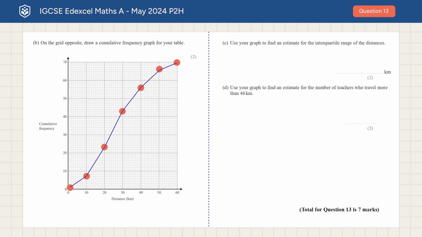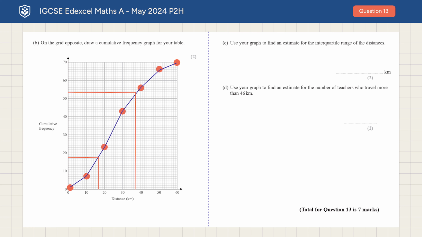On your graph, find 17.5 on the y-axis. Move horizontally to the curve, then vertically down to the x-axis. This gives us an estimate for Q1 of approximately 16 kilometers. Next, to find the upper quartile, or Q3, we calculate 3/4 of the total frequency. 3/4 of 70 is 52.5. Find 52.5 on the y-axis, move horizontally to the curve, and then vertically down to the x-axis. This gives us an estimate for Q3 of approximately 37 kilometers.